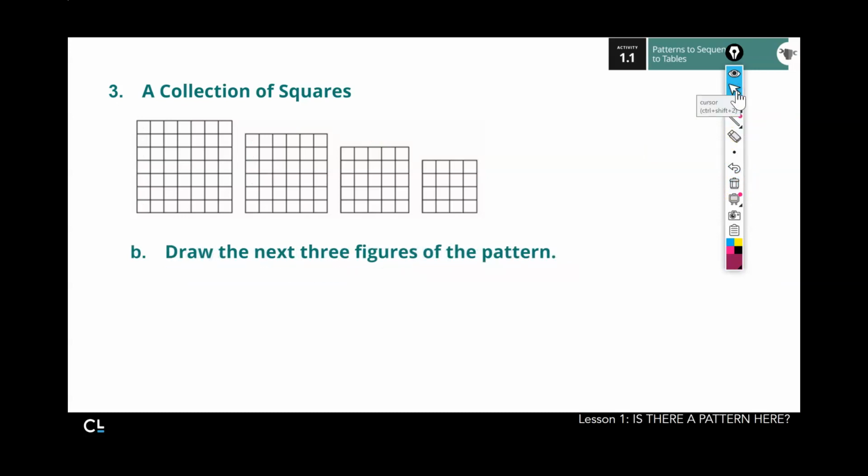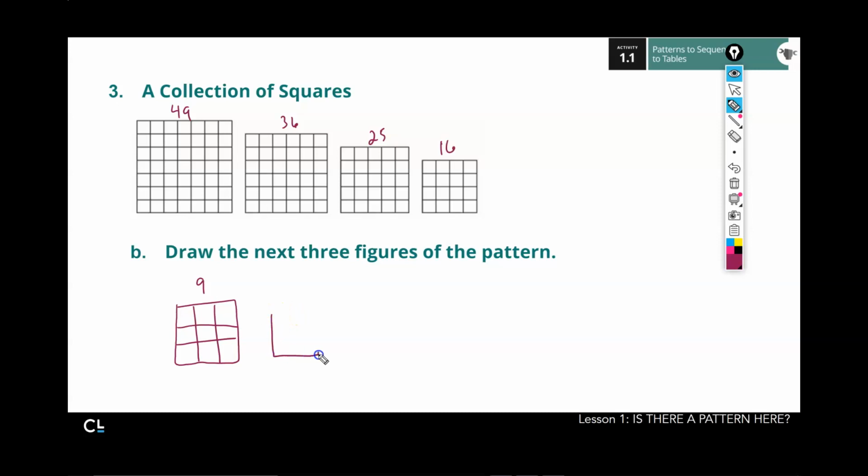Draw the next 3 figures of the pattern. Well, let's see. We said this was 49, 36, 25, 16. So we would need a 9, a 3 by 3. Oh, here goes my art skills. So that gives us 9 squares. And then we would have a perfect square of 4. Then we would have 1 box.